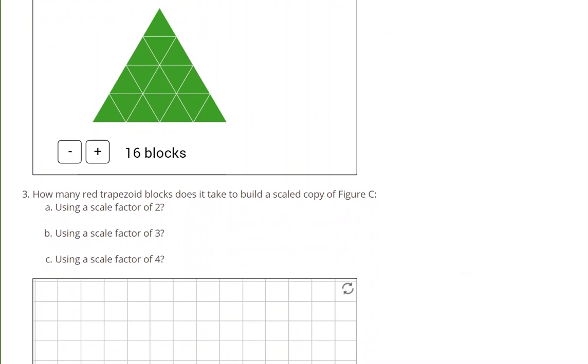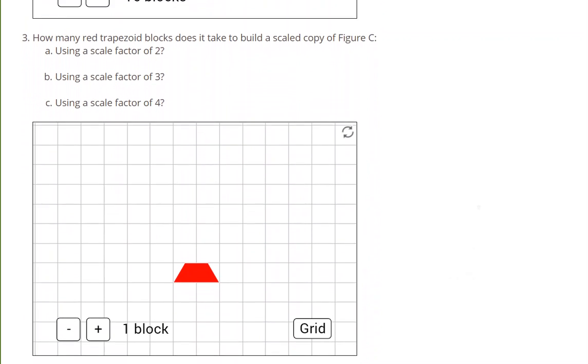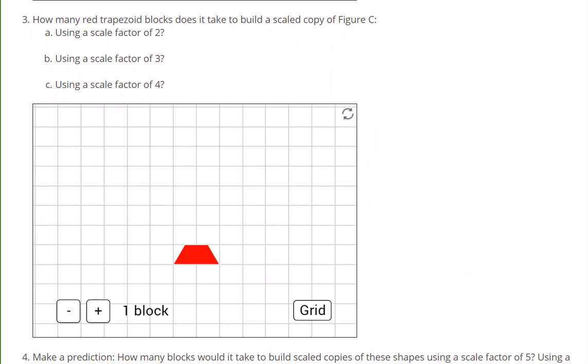So now we're going to look at the trapezoid. On the trapezoid screen, I chose to add the grid box so that you can see when I add these blocks at the bottom, using a scale factor of 2, you can see that it is indeed 2, because you'll notice when I start adding these blocks, they don't lay side by side like they did with the triangle and the rhombus.